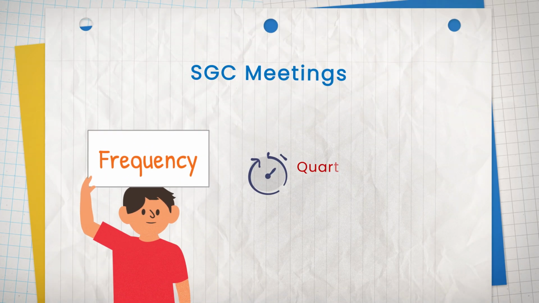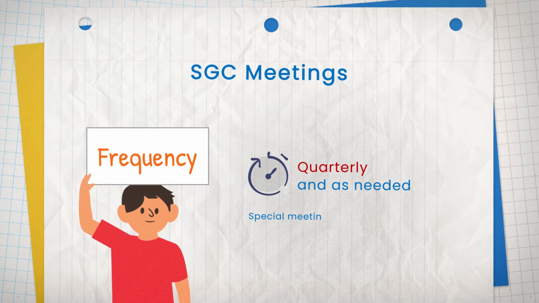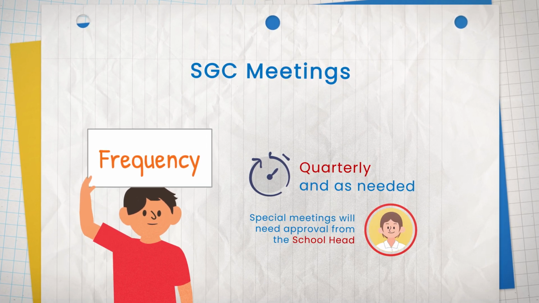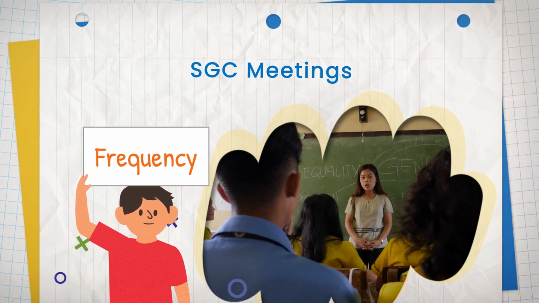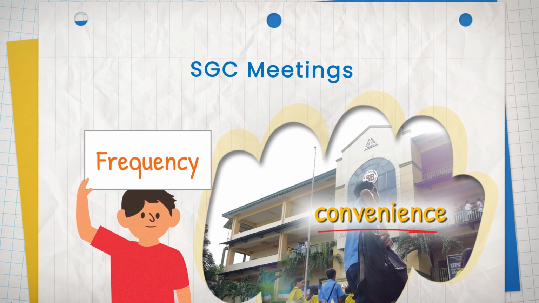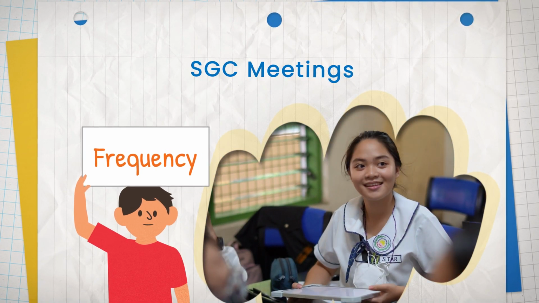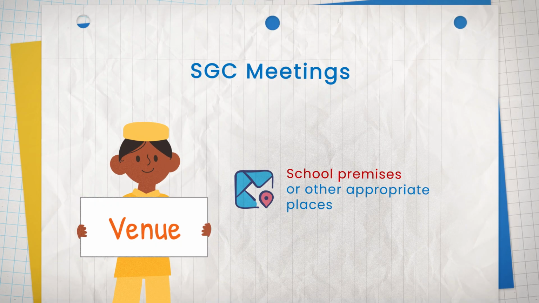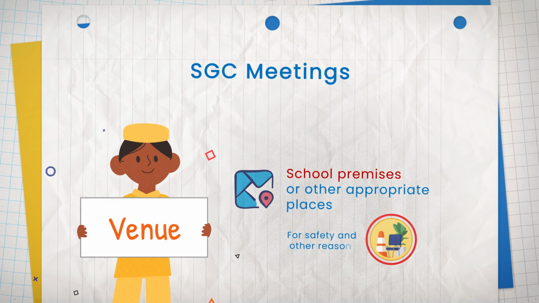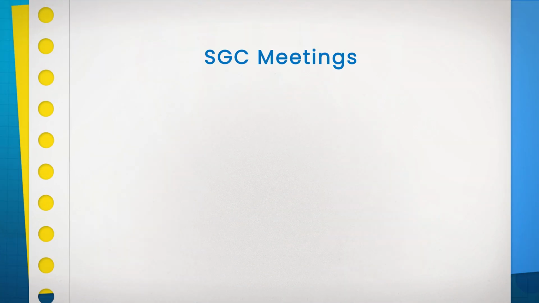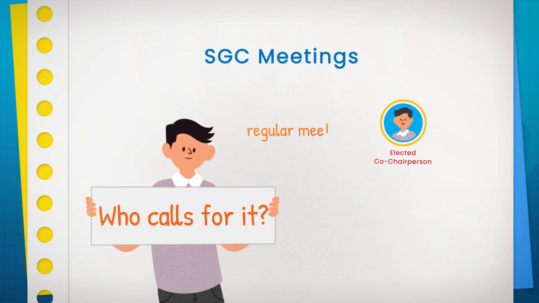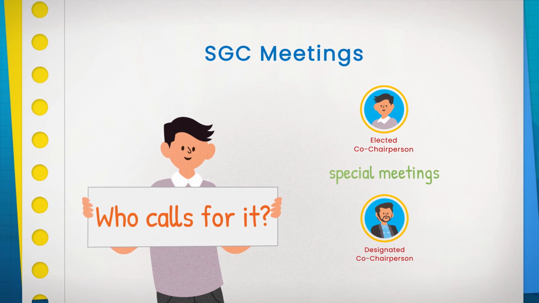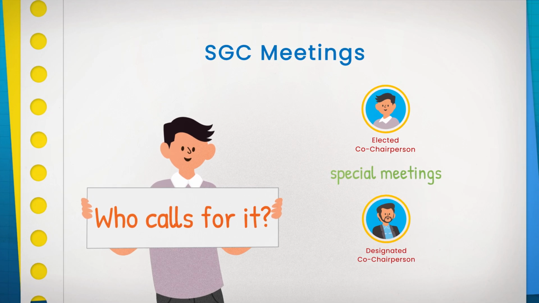SGC meetings shall be held quarterly, although special meetings can be held for urgent concerns with approval from the school head. The specific date and time of the meeting should consider the convenience of the members, especially of the student representative. Meetings will be held in the school premises, but may also be held elsewhere for safety or other valid reasons. Meetings will be called for by the elected co-chairperson, and special meetings, however, may be called for by any of the co-chairpersons in consultation with the school head.